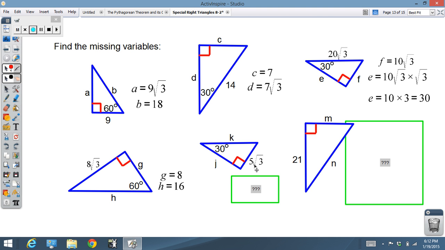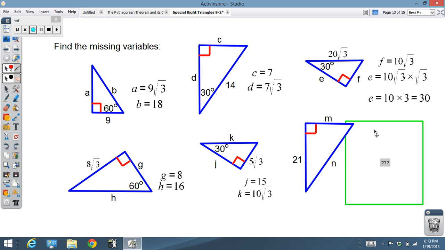I, J and K. Short leg is 5 square root of 3. Means hypotenuse is 10 square root of 3. And then the long leg is 5 square root of 3 times the square root of 3, or 15.